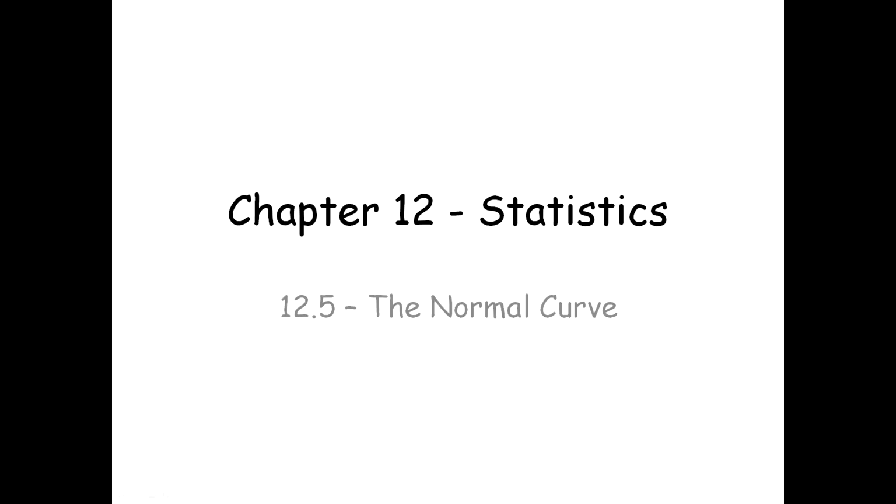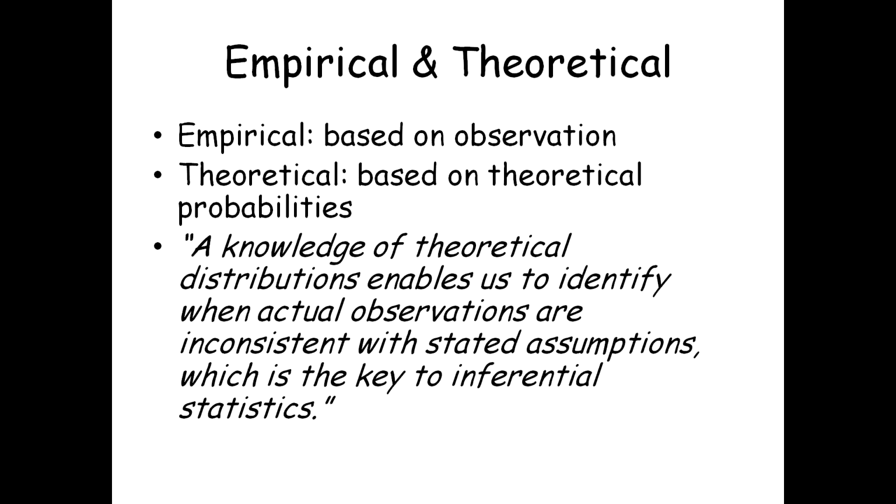In section 12.5, we explore the normal distribution further. Now, there are a couple of terms here that we need to apply to the normal distribution curve: empirical and theoretical. Empirical means that they're based on observation, but theoretical is based on theoretical probabilities. Remember back when we talked about the probabilities of coin tosses and rolling of dice? Those are theoretical. Empirical are based on observation.